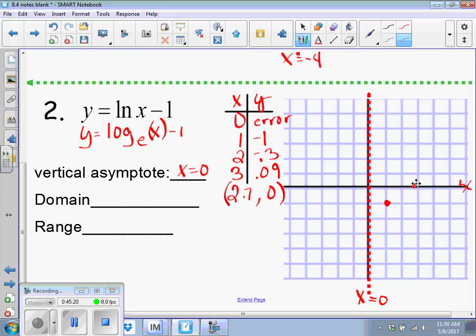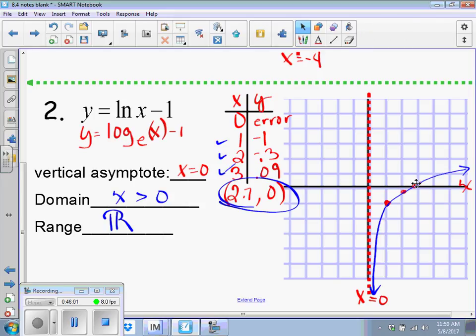Here's my x-axis. I can plot some of the other points in between. So 2, -0.3, it's right here. 3, 0.09, it's starting to get a little bit positive. And so my graph looks like this. Now, the domain, how far left does it go? Well, it starts at 0, and then it goes all the way to the right. So my domain is all the x's greater than 0. My range is all real numbers. It goes up and down forever. So you need to have this point plotted, and then any two of the other points, it doesn't matter. But you need that point.